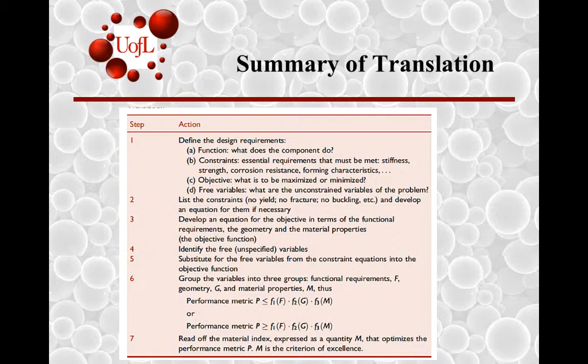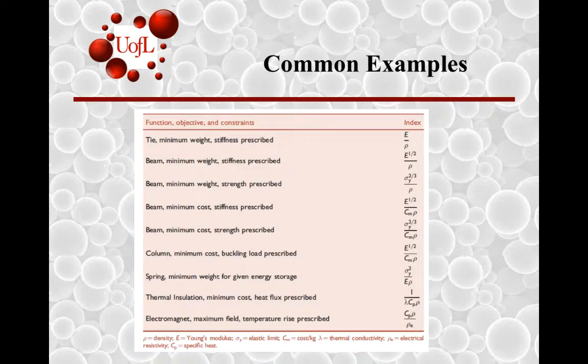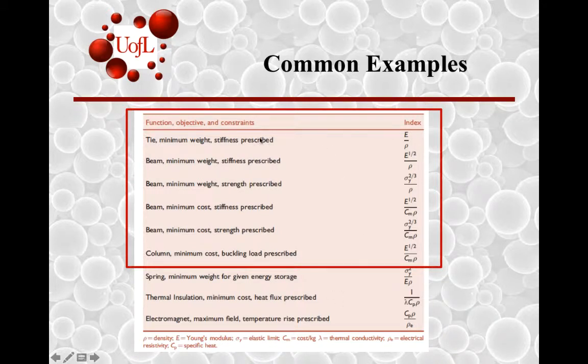So one way to look at this material index is as a criterion of excellence: how to get from materials that are good enough to materials that are best for the job. Here are some common examples for various geometries, various optimization criteria, and various constraints. Function, objective, and constraints. They not only cover physical properties such as rho, but mechanical properties such as E or sigma Y, cost attributes, thermal properties, electrical properties. From a structural perspective, the first six parameters are the most commonly used, where you want to either minimize weight or minimize cost.